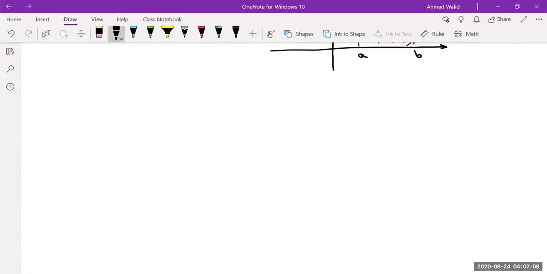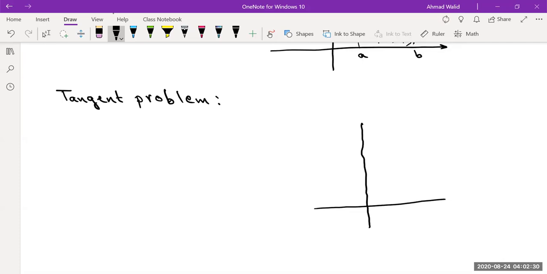Let's start now with a problem that we call the tangent problem, or tangent problems. What is the tangent problem? For example, you have a curve. This is a curve. Let me draw a curve for you like this. And you have a point given on this curve. Let's name this point P.